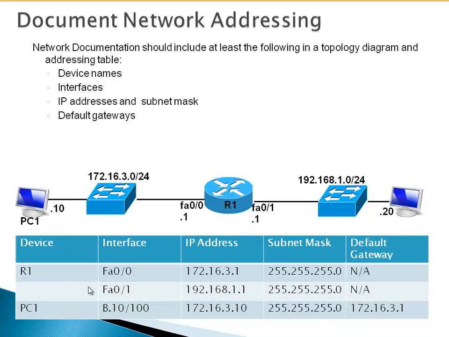Router 1 is the device name. It has two interfaces, FA0/0 and FA0/1. The IP address on FA0/0 is this. The IP address on FA0/1 is 192.168.1.1, and these are the subnet masks. Plus, for PC1 we can document what interface card you have, for example Broadcom, I think it is. 10/100 is the speed of the card, and then the IP address it is using, the subnet mask, and the default gateway. Similar information will be for PC2, switches, and every other device on the network.